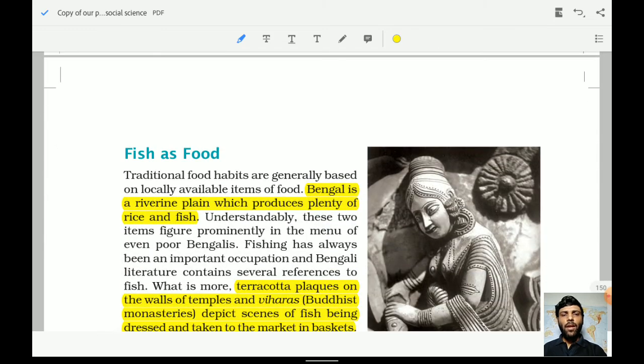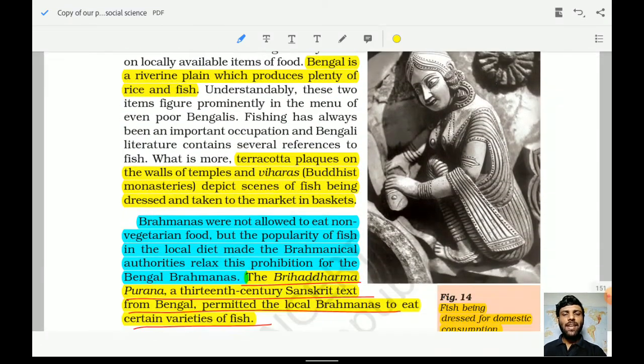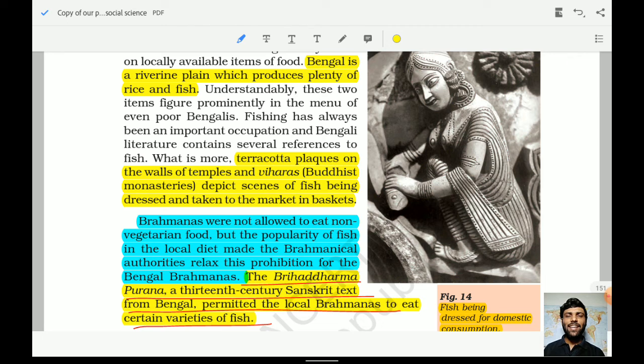Okay, so fish as a food. This is an interesting portion. Let us understand. Bengal is a riverine plain, which produces plenty of rice and fish. The terracotta plaques on the walls of temples and the viharas, which were Buddhist viharas, depict the scene of fish being dressed and taken to the market in baskets. So understand the importance of fish in Bengali culture. It is trying to provide information about that.